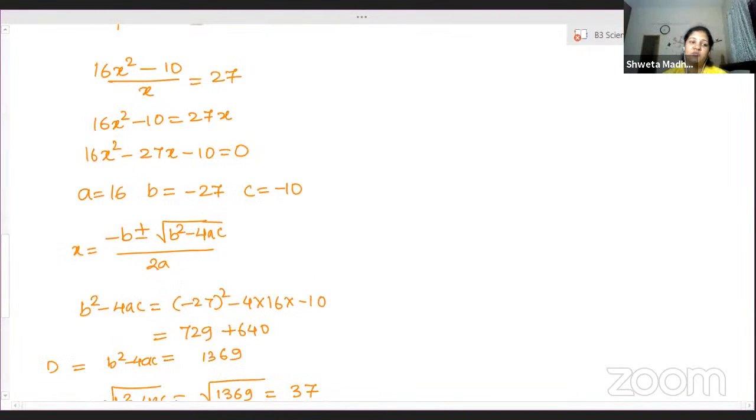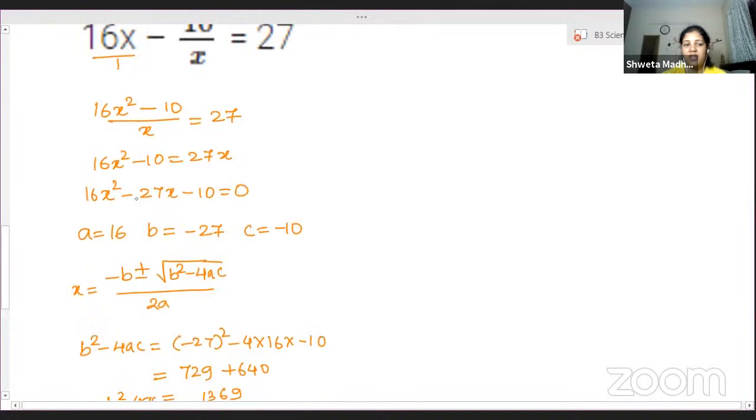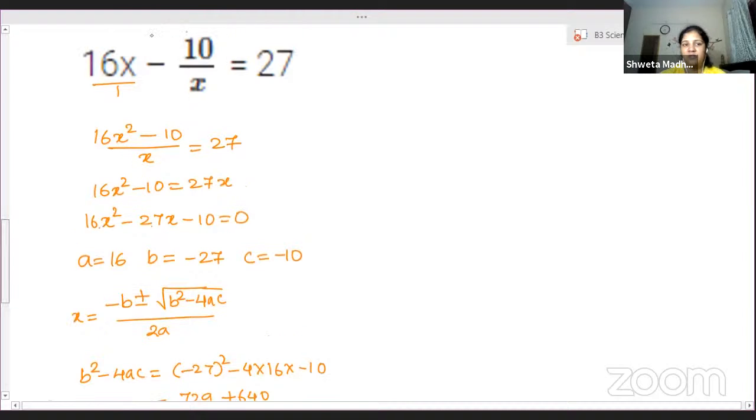Here, first simplify this question and convert it into the ax square plus bx plus c form. By taking LCM, you have to simplify this. It will become 16x square. LCM is x, so you have to multiply this with x. 16x square minus 10 by x is equal to 27. 16x square minus 10 is equal to 27x. Then take 27x on LHS. 16x square minus 27x minus 10 equal to 0. So this is our main equation.